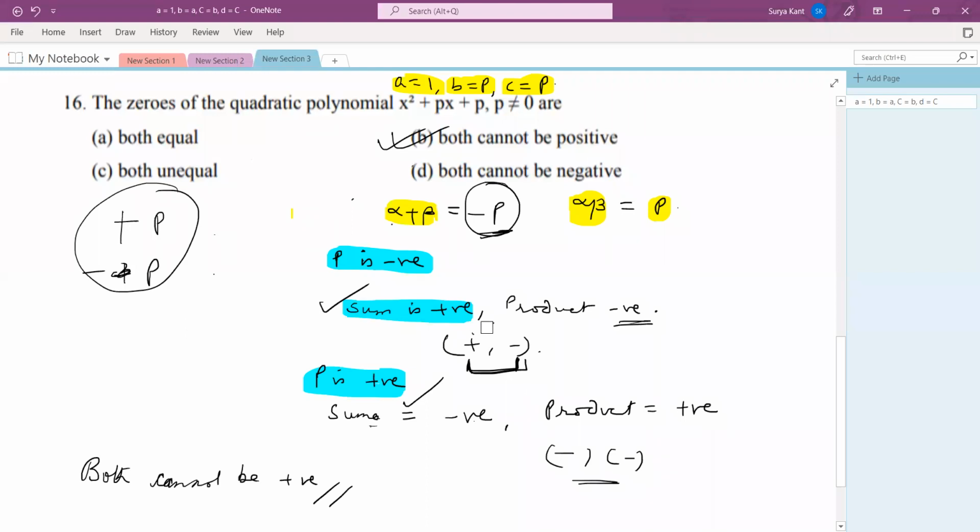Yes, sir. Next part, if you see here, if P is positive, your sum will become negative only. If P is positive, the sum will be negative, right? Minus P. And your product is positive. So in this case, both negative only is the possibility. There is no possibility of plus over here, because sum is negative and product is positive. I think it's clear now, correct? Yes, sir.